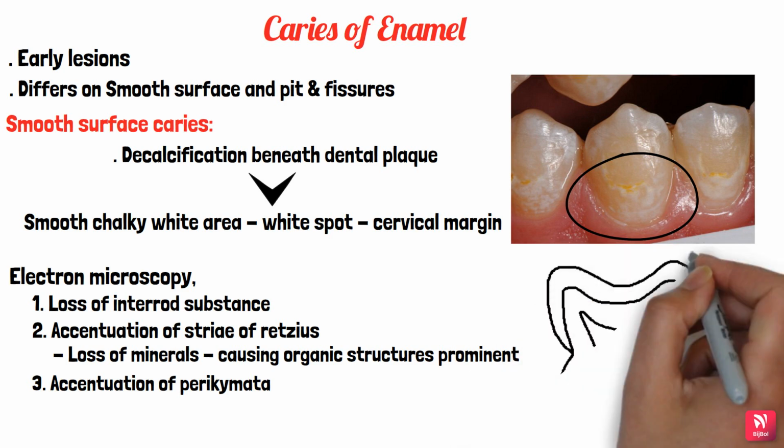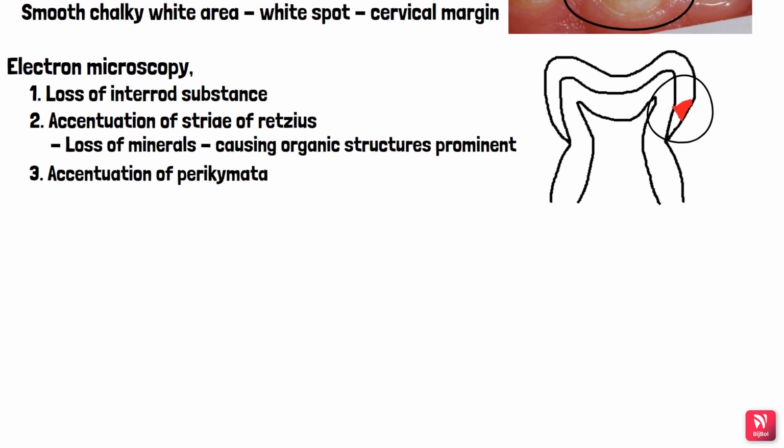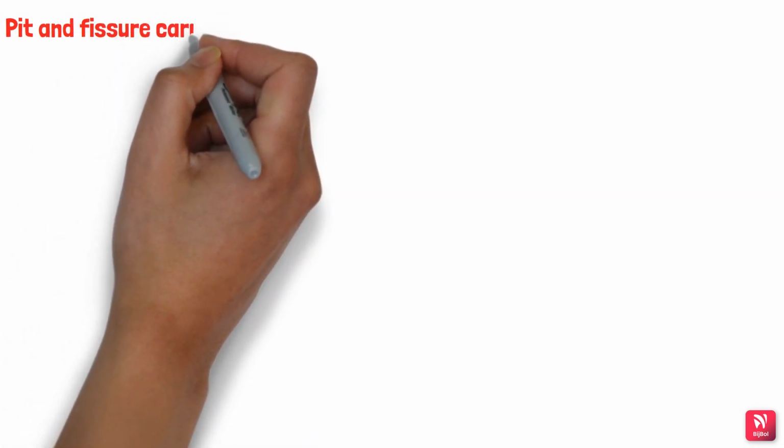And how does the caries proceed in smooth surfaces? Usually caries of enamel will be in the form of a triangle or a cone. As you can see in this tooth diagram, there is a red triangular cone, right? The base of the lesion is towards the surface and the apex is towards the DEJ. That means on the top it will look like a bigger lesion, but when you dig deeper, it ends in a point. Okay, that is about smooth surface caries.